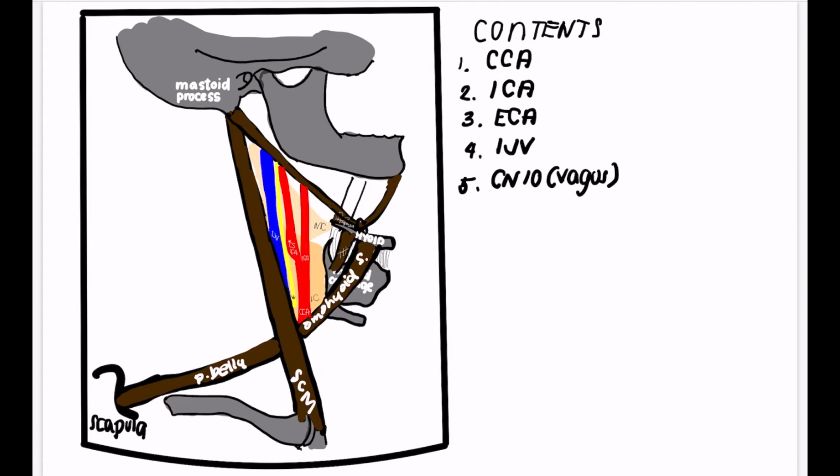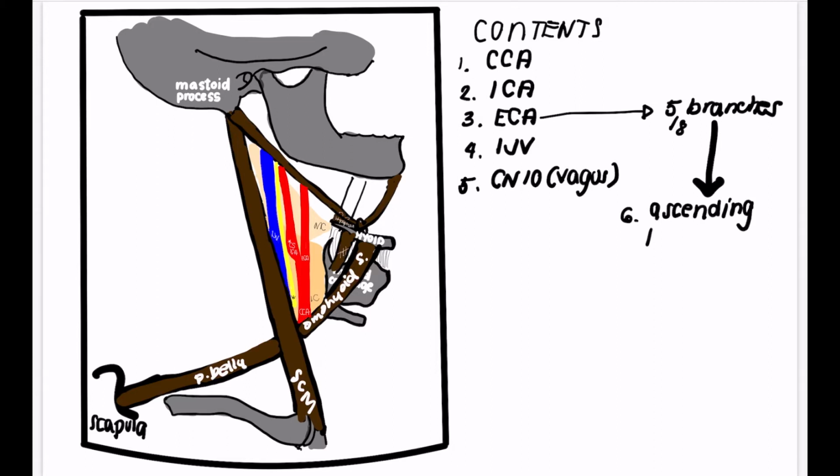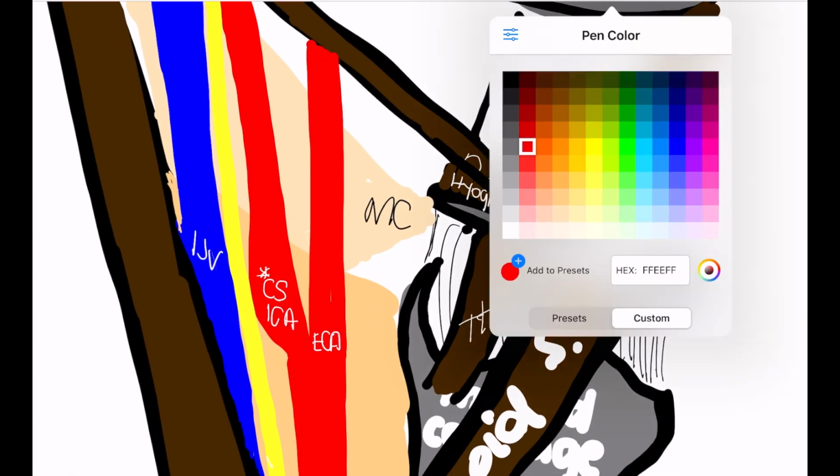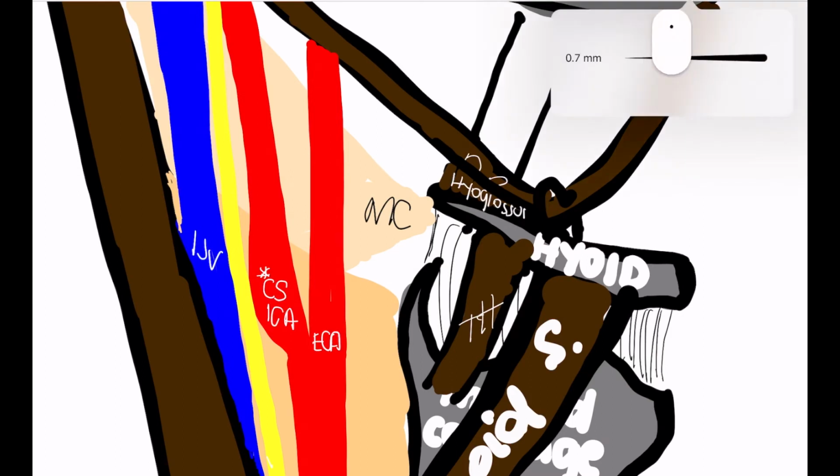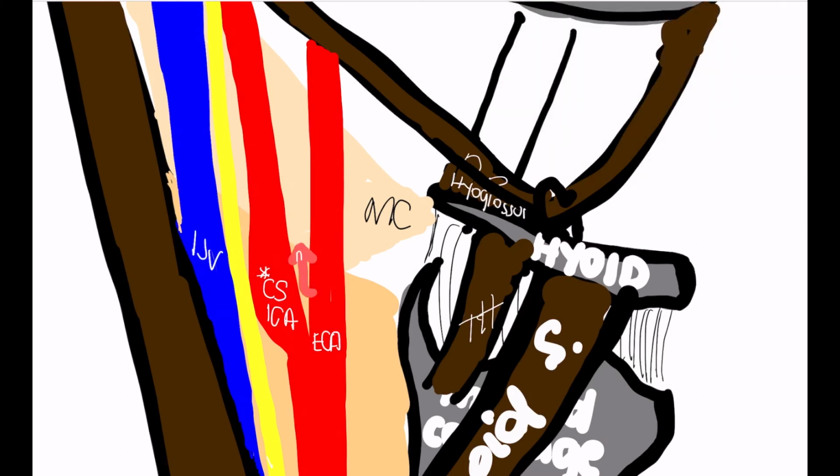Let's now discuss the different branches of the external carotid artery within the carotid triangle. The external carotid artery has a total of 8 branches, and 5 out of 8 branches are included in the carotid triangle. The first branch is the ascending pharyngeal artery. It goes medially and upwards to supply the different muscles and mucosa of the pharynx, even the tonsils and multiple cranial nerves, and so on.